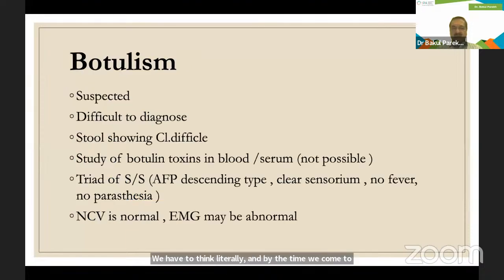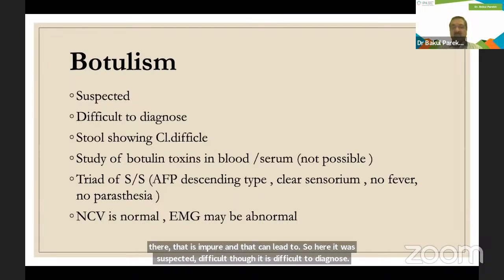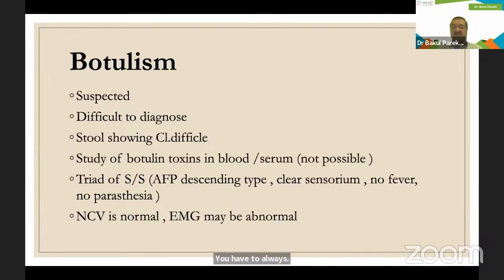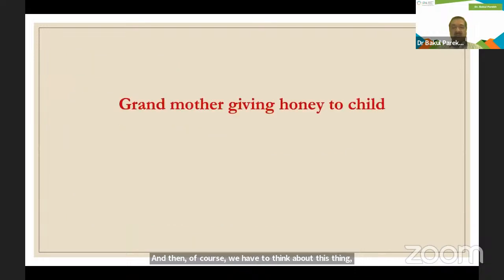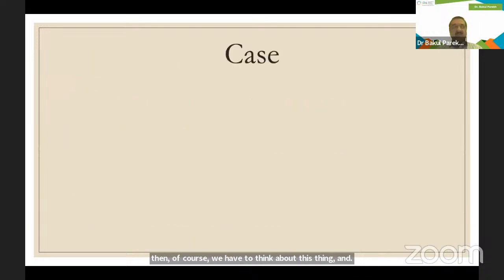we had a history from the grandmother that she was giving honey for licking. They always feel that any honey which we get from the village is always very good, but that is impure and that can lead to botulism. So here it was suspected, though it is difficult to diagnose. You have to always keep in mind poisoning when there is sudden onset of such a CNS event, where there is no other clear history, where you have ruled out everything. So this was a case of a child who was being given honey every day, which was impure.